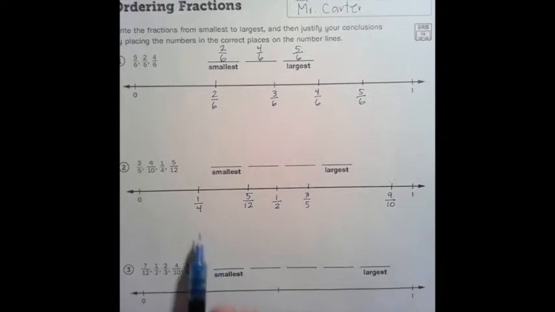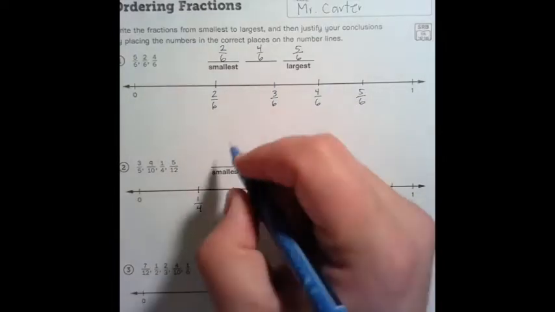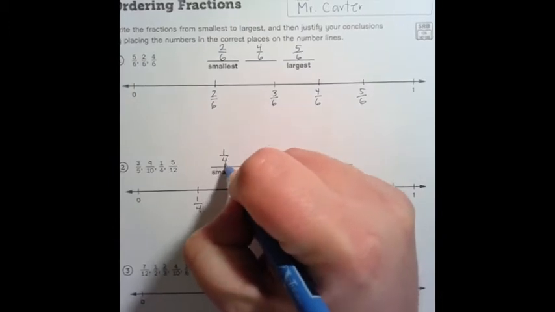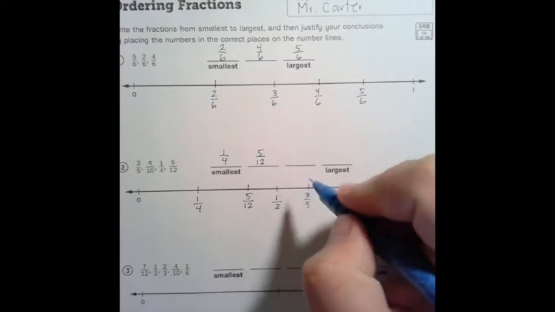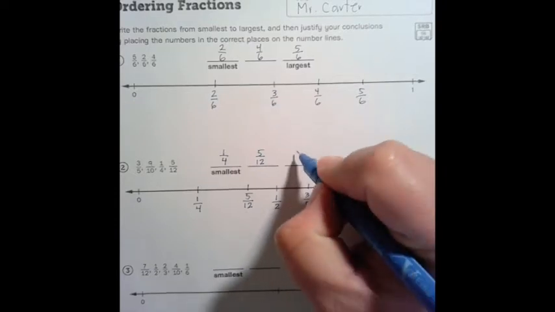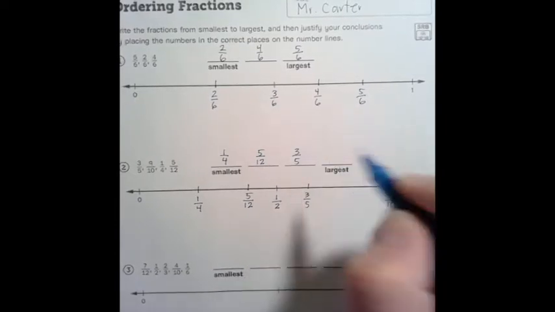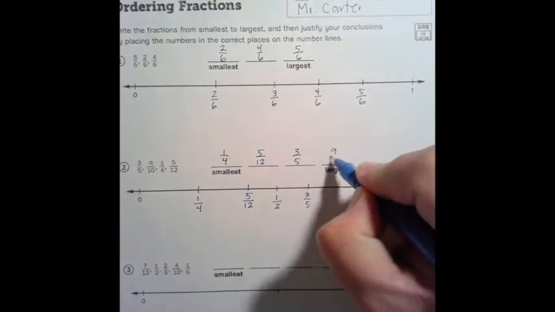Now that we have them on the number line, we can put them in order up here from smallest to largest. Our smallest would be 1/4. Then we'd go 5/12, then 3/5, then 9/10.